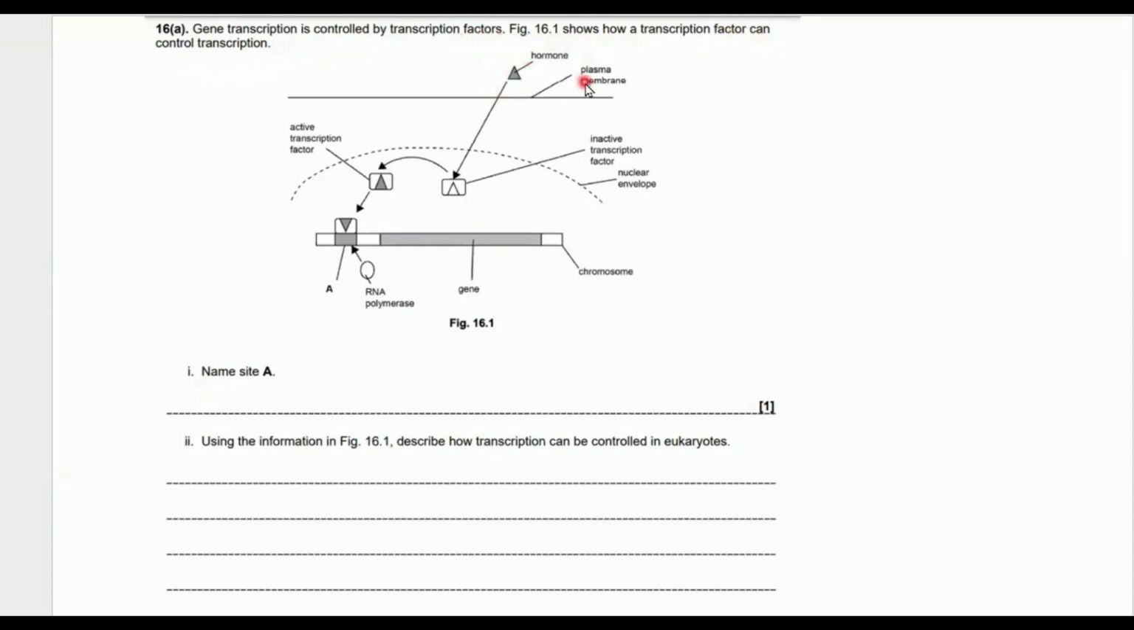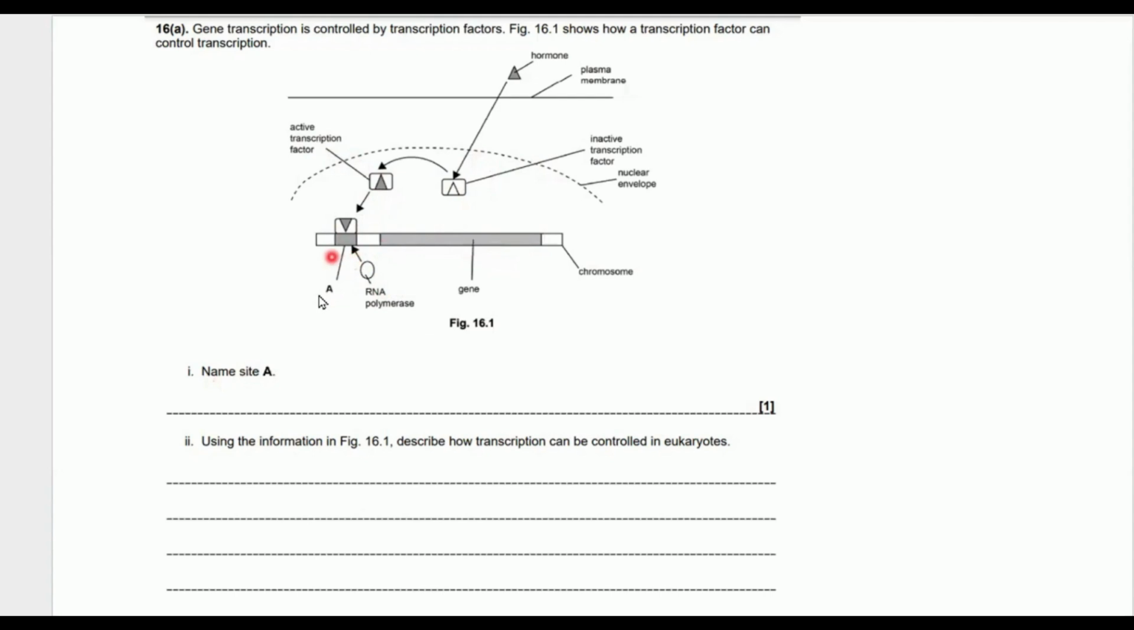So we've got a hormone coming in here. We've got plasma membrane. Hormone is entering. We've got an inactive transcription factor just floating about. When that hormone randomly combines with that, obviously, if you have an increase in the hormone, you're going to get an increased probability of binding with this inactive transcription factor inside the nucleus. This activates the transcription factor, which seems to have joined to region A, which is allowing RNA polymerase to attach. And then we have, obviously, this is some sort of structural gene, which can now be read.